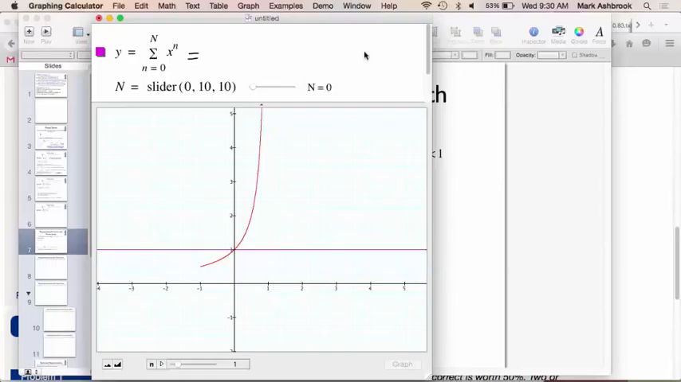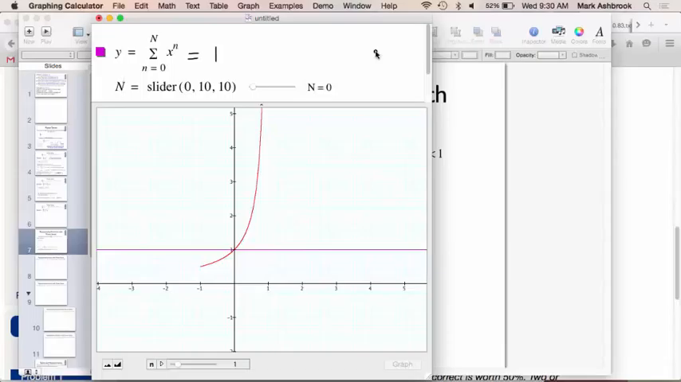Okay, so now capital N is where I'm going to sum up to, right? So I'm just going to take the first capital N terms. Right now, capital N is 0. What is the sum? Just 1, right? X to the 0. That's all you get, just that one term. And so what do we get? We get y equals 1.